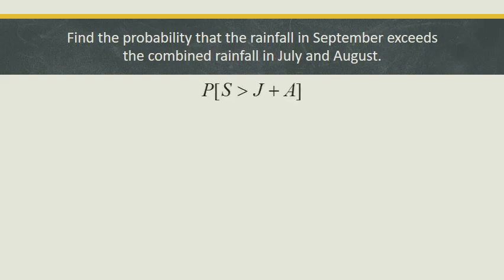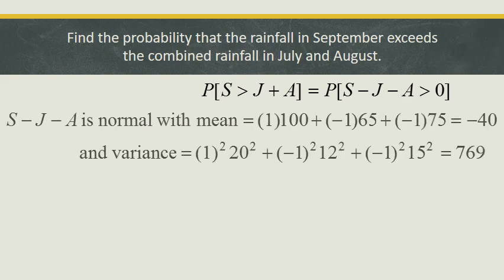Okay, in this question, we want the probability that S is greater than J plus A. That September exceeds the combined rainfall of July and August. This time, I'm going to move J and A over to the other side to get this. Now we need to find the distribution of S minus J minus A. The result will be normal, and we just need to find its mean and variance. When we plug in the means, we get a result of negative 40. When we plug in the variances, we square the coefficients, and we end up with a result of 769.